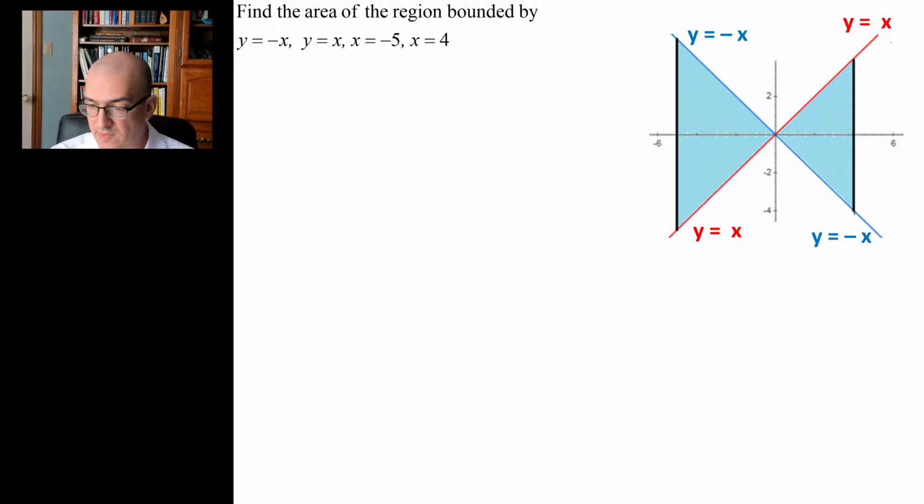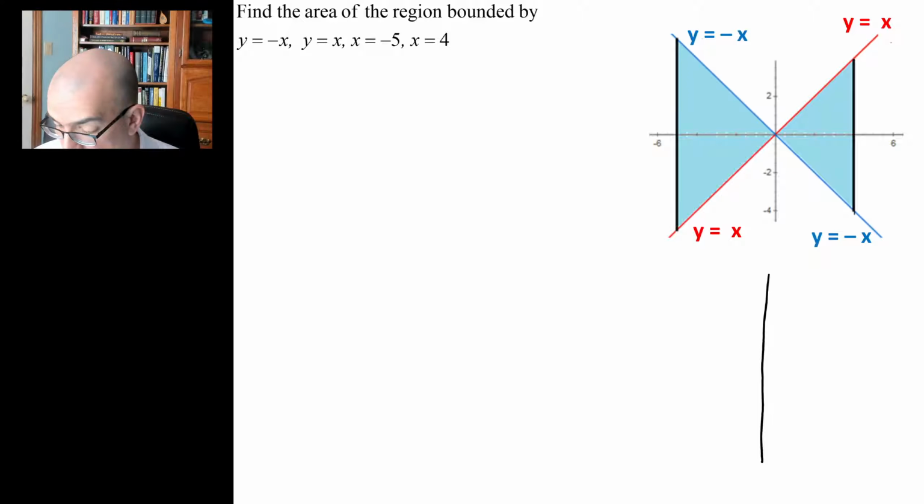Here's another type. Made substantially easier if there's a picture. We're asked to find the area that's bounded by y equals negative x, y equals x, x is negative 5, and x is 4. If we didn't have the picture, we'd have to make it. At least I would have to make it. I can't do these without pictures. Maybe you can. I can.